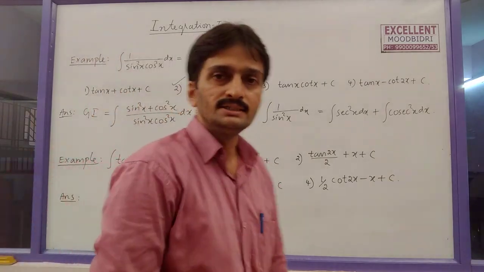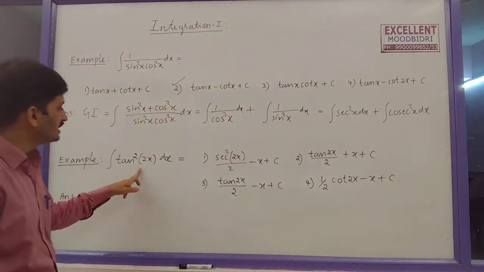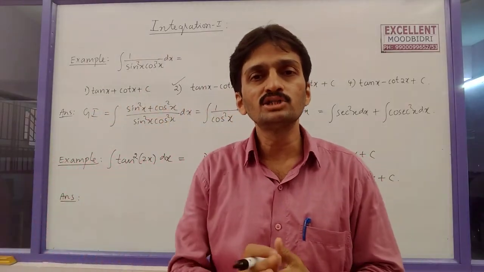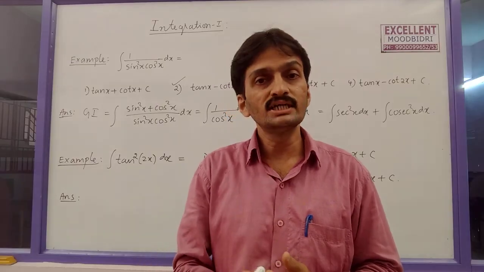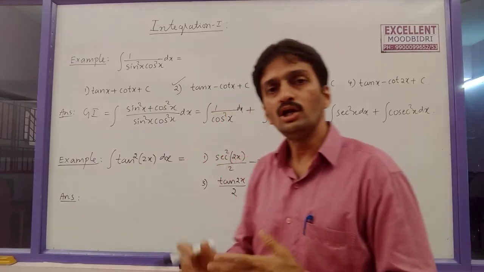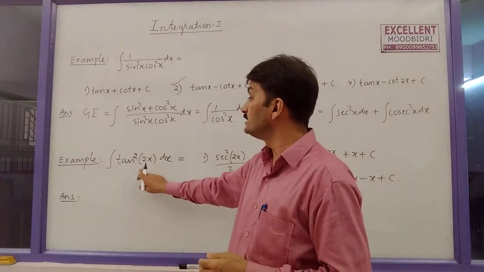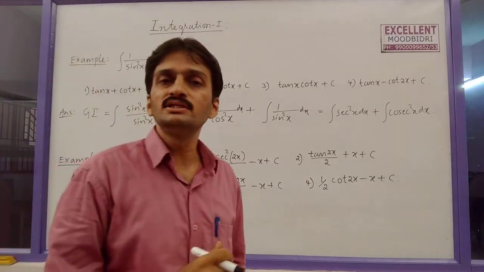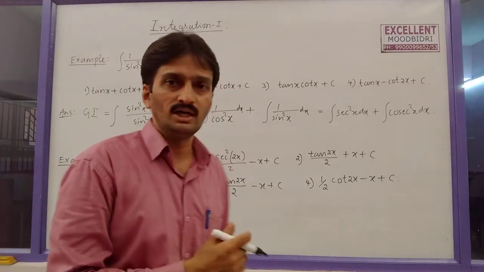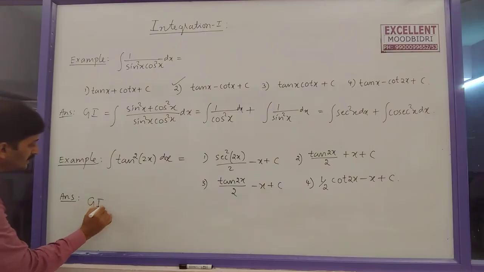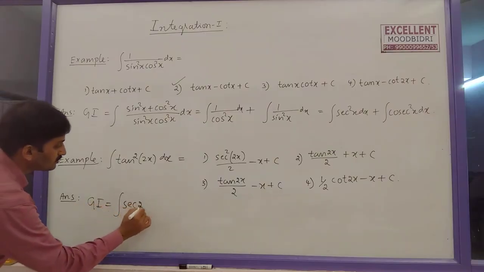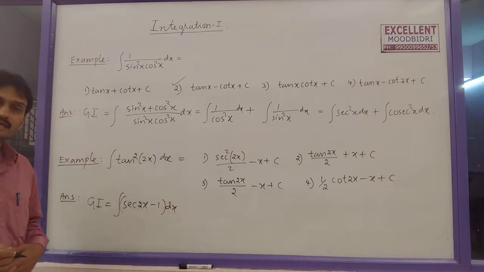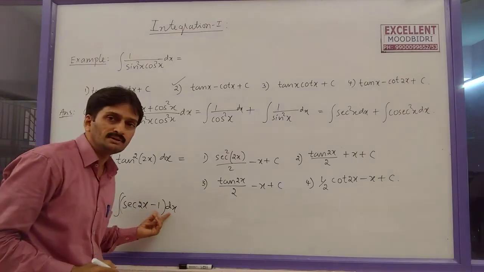Second option. Second example. Integration of tan square 2x dx equal to. See, you remember you can integrate sin square, cos square, tan square, cot square, cosec square, secant square, all using formulae. Now tan square, how to integrate tan square? It is not a standard integral. Use the identity tan square theta equal to secant square theta minus 1. So the given integral can be written as integral of secant square 2x minus 1, because of the identity tan square theta equal to secant square theta minus 1.